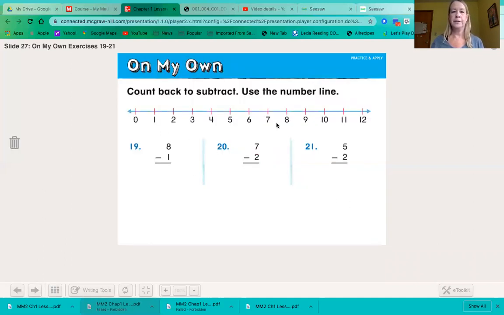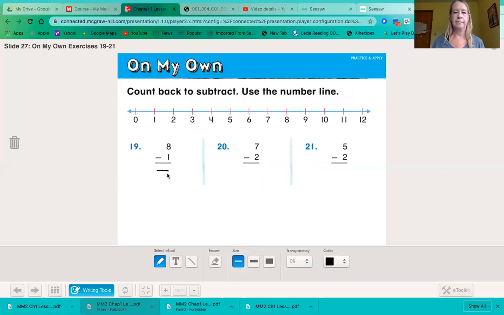Here's a few more. So I'm going to start on 8, jump back 1. The difference for this one is 7. I'm going to start on 7 and jump back 2. 1, 2. The difference is 5. This one I'm going to start on 5 and jump back 2. 1, 2. And the difference is 3.